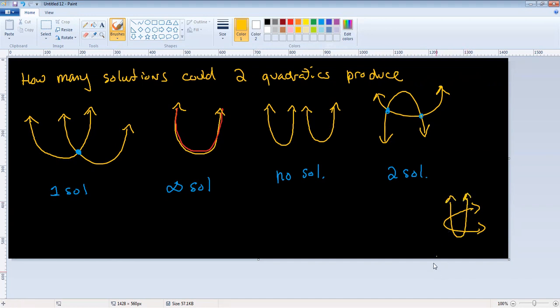But the thing is, it's not a proper function. So this sideways u would not be a proper function, and these would be the proper functions. So these are the possible outcomes that you can have right here. Could you have something that has maybe three solutions? I don't know. I'll have to think about it.